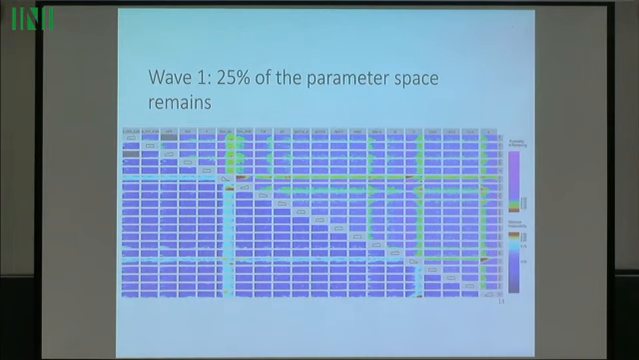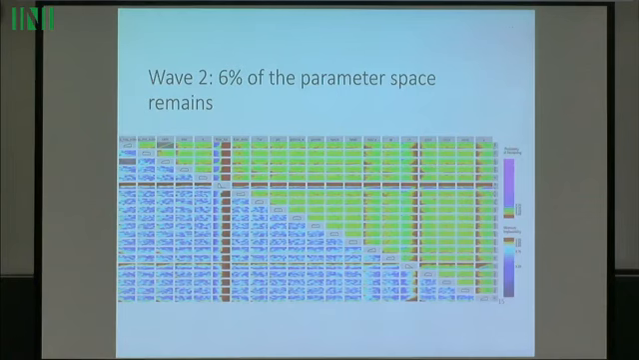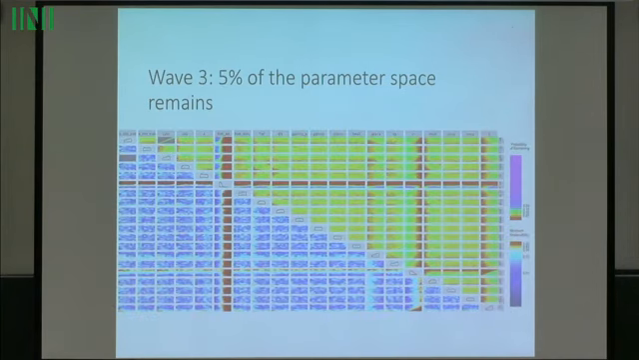25% of space remains. Second wave, we're down to 6%, and we can see that this parameter is the one that's doing most of the work, along with this one in the margin, but we're also getting these sort of twisty structures inside the 20-dimensional space. That got us down to 6%. Wave 3 got us down to 5%, and we stopped because we weren't getting any real improvement.